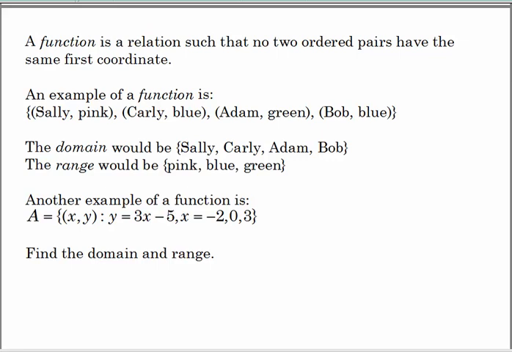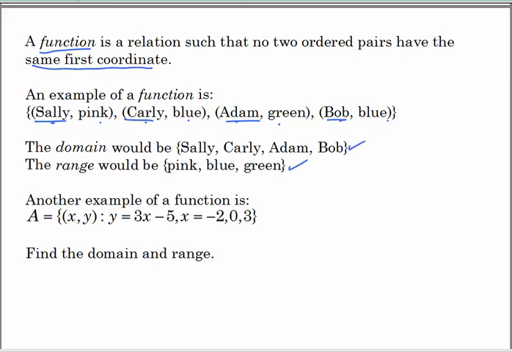The next definition that you need to know is the definition of a function. It's also a relation, but it's a special relation in that no two ordered pairs have the same first coordinate. So one example is listed here. Sally matches with pink, Carly blue, Adam green, Bob blue. So notice every first coordinate is different, and so we've listed the domain and the range.